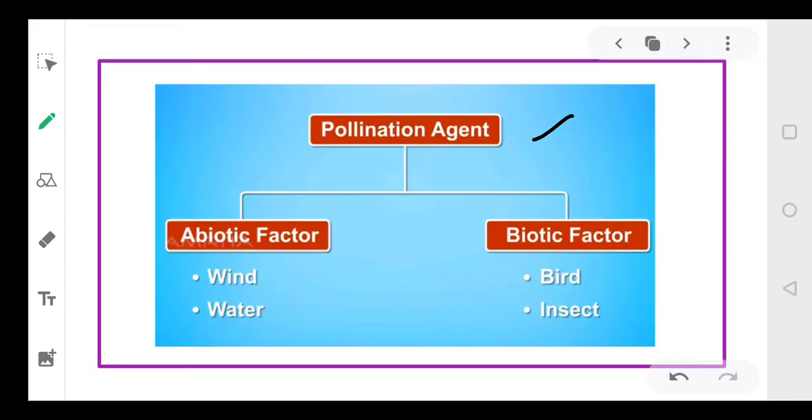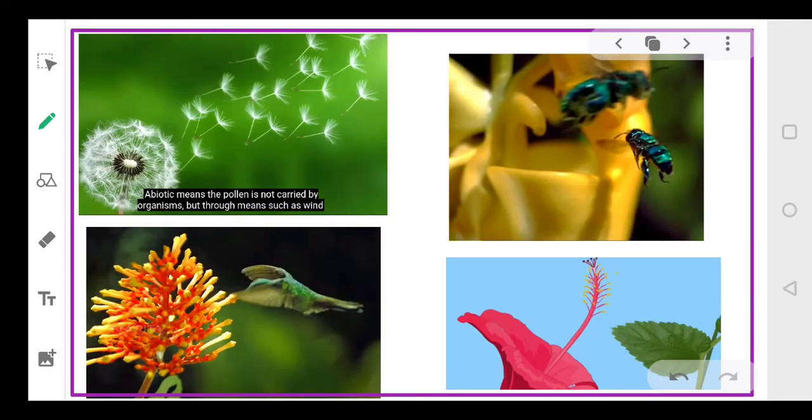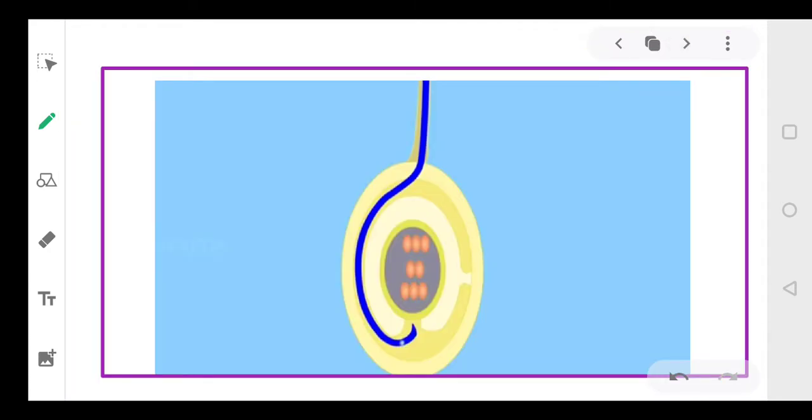Now we know pollinating agents, as I was describing, are of two types. One is abiotic, another is biotic. Wind and water play a very important role in transfer of pollen grains. Same here, biotic components, the birds and insects, help in the transport of pollen grains. You see here it is being transferred. The birds, the hummingbird, the wasp, visit the flowers and transfer the pollen grains to the female part. Then the fertilization process will occur, pollen tube formation will occur.